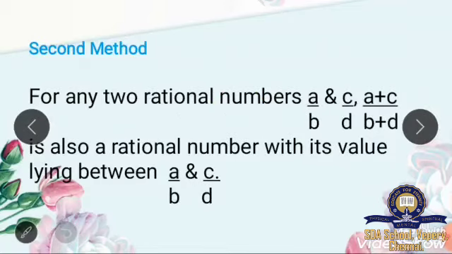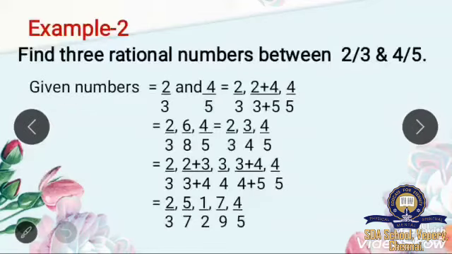Next we are going to see the second method. In this it is given that for any two rational numbers a by b and c by d, (a plus c) divided by (b plus d) is also a rational number whose value lies between a by b and c by d. So from this they are adding both numerators and denominators. So they are saying that this rational number also lies between these two rational numbers. Okay, let's see with an example.